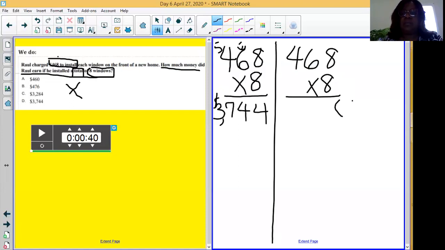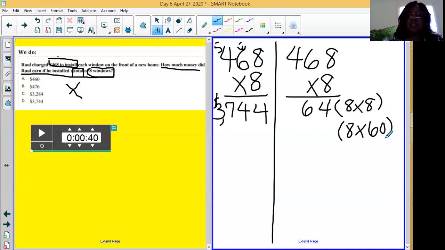All right, first thing we do is multiply 8 times 8. 8 times 8 is 64. Yeah, the 6 in this problem is worth 60. So this time we'll be multiplying 8 times 60. 8 times 60, we know is 480. 8 times 400 gives us 3,200.